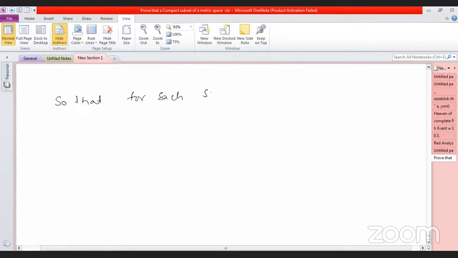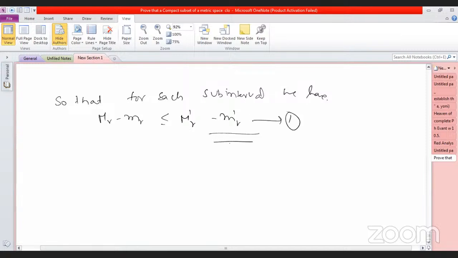This sub-interval: M_r minus m_r is less than M' r minus m' r. This is the first equation. Mind it: small m_r, capital M_r minus small m_r is less than or equal to M' r minus m' r.